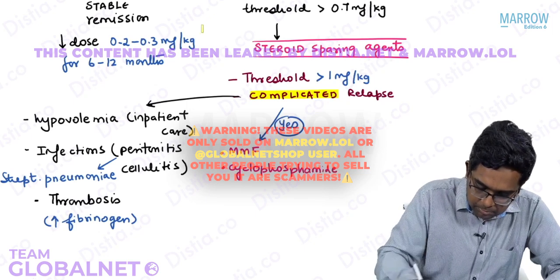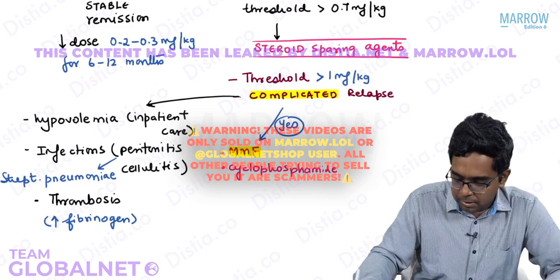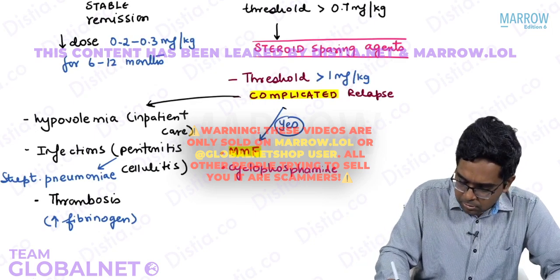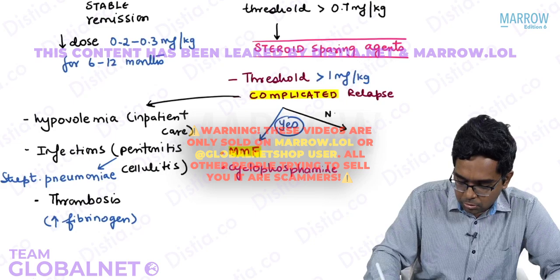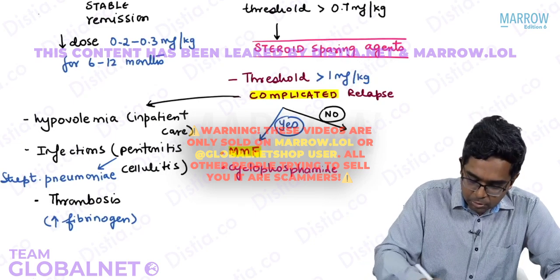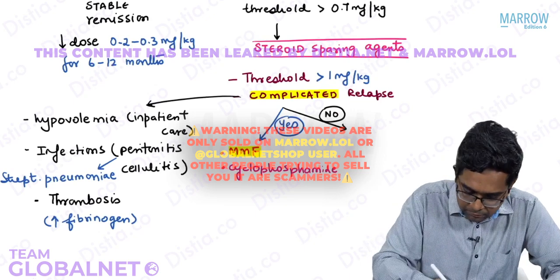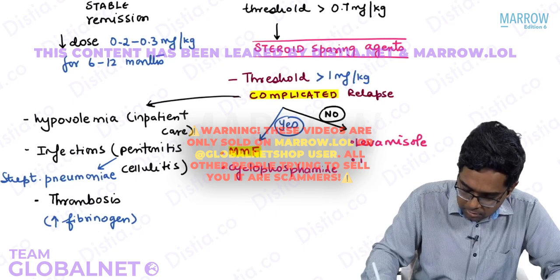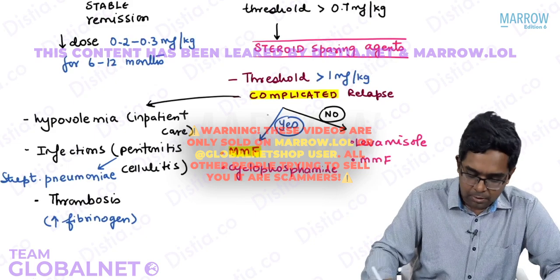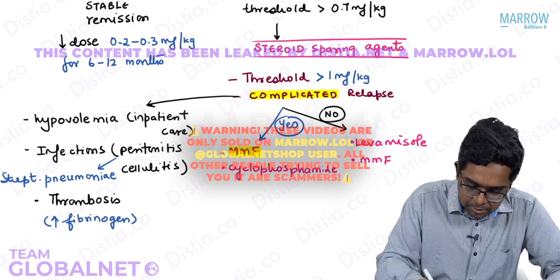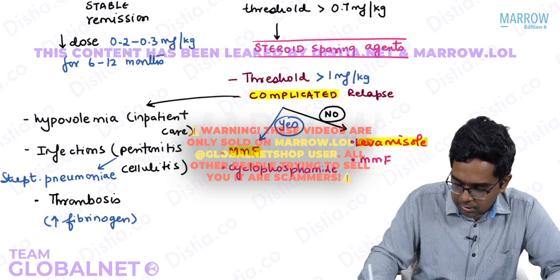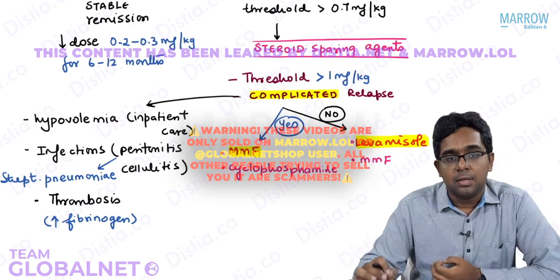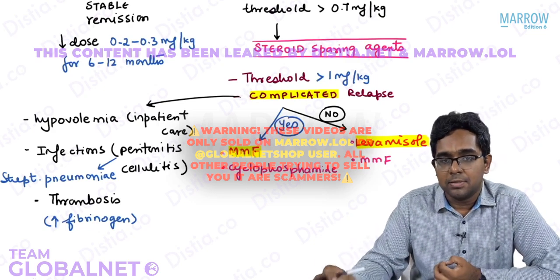So you can remember MMF as the usual starting agent in case of complicated relapse or threshold more than 1 milligram per kg. If the threshold is less than 1 milligram per kg or there is no evidence of complicated relapse, then the usual starting medication is levamisole. If there is no response to levamisole, then you can use MMF or the mycophenolate mofetil. So remember, in case of non-complicated relapses, the usual starting drug is levamisole.